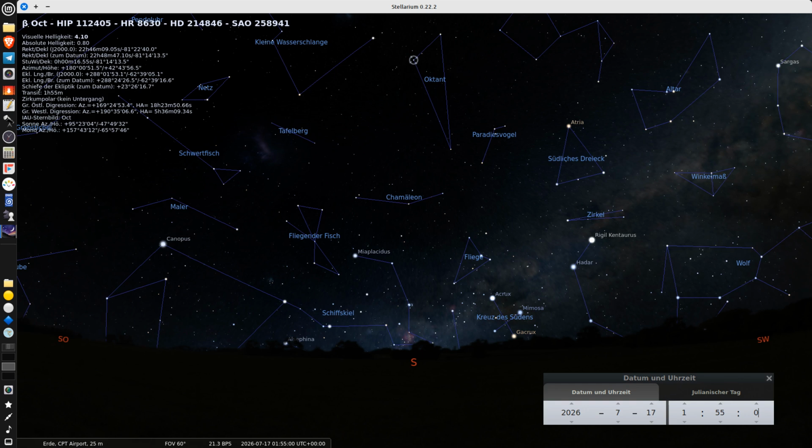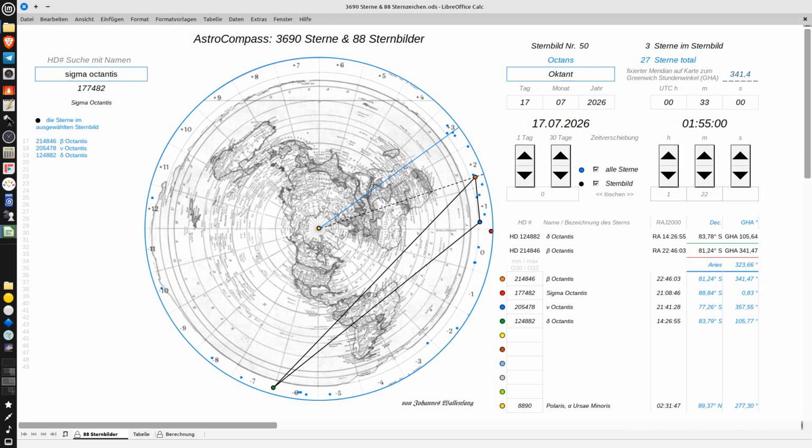Beta Octantis crosses the Cape Town meridian at 1:55 at 18.6 degrees east longitude. This corresponds to 341.4 degrees in hour angle from Greenwich. The dashed line marks the meridian on the map. Using the table, you arrive at the same value.